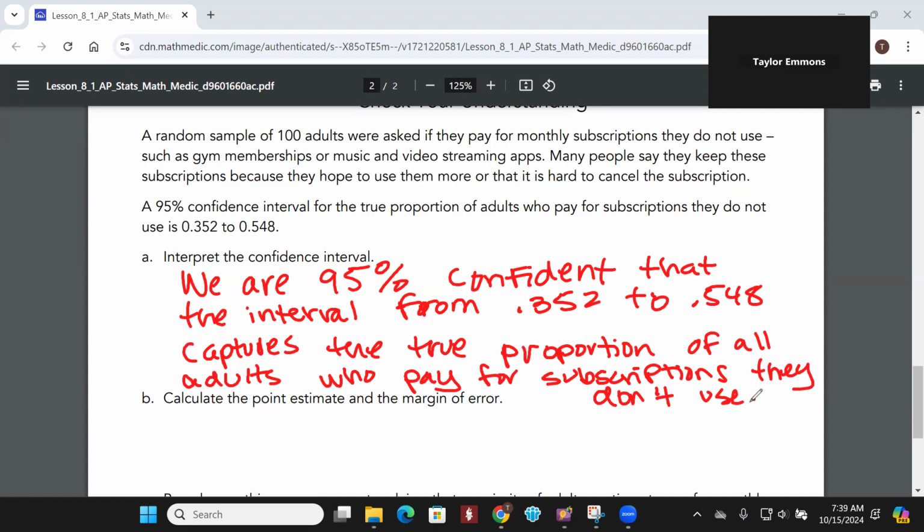Okay, so what we did here is we just said, here's our confidence interval. They gave it to us. Here's our interval. And we put it back in context. Okay, when they ask these questions, they're going to ask interpreting questions.